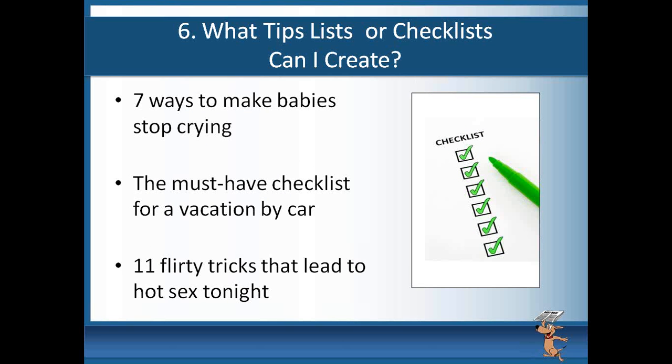Number 6, what tips, lists, or checklists can I create? And here are a couple of examples. 7 ways to make babies stop crying. The must-have checklist for a vacation by car, for anybody who's written a car travel book. How about this one? 11 flirty tricks that lead to hot sex tonight. Now tell me, who wouldn't click on that one?